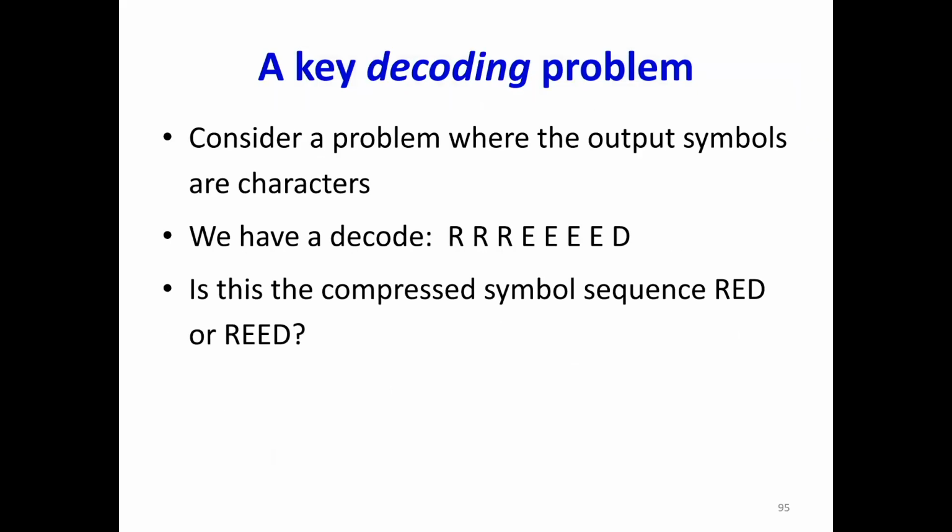But then there's one key problem that we haven't actually encountered. In all of this, I assumed that I could compress repetitions into a single symbol. Compression doesn't always work. Look at this: I have a decode, or an aligned sequence, with 3 R's, 4 E's, and the character D. Is this "red" or is this "read"? Do we have any way of distinguishing between the two? We don't. There's no way of separating the two.